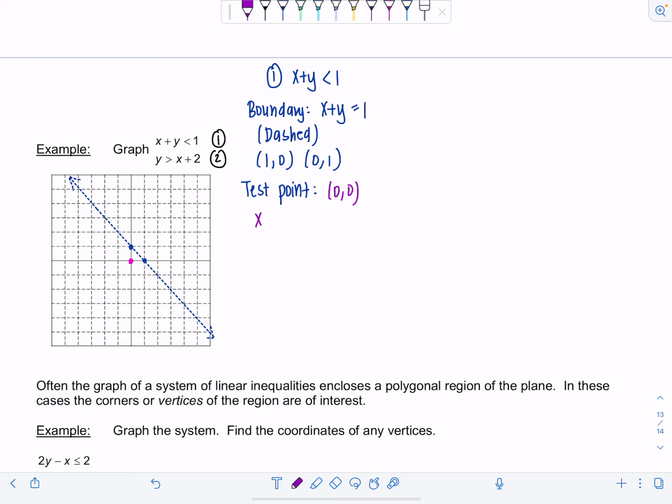So remember, we're plugging it into x plus y is less than 1. Is 0 plus 0 less than 1? Yep, that's a true statement. So that means 0, 0 is part of the solution set.